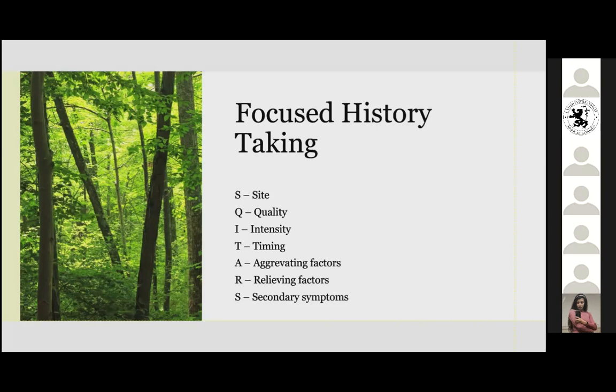Need to ask about intensity. We tend to ask patients to rate their pain on a 1 to 10 scale. Now, this is quite subjective, but it's useful in the sense that if you give some intervention, so if you give some analgesia, you can then ask the patient after the analgesia, how is your pain now? So even though it's a subjective scale, there hopefully will be some improvement in how they rate their pain after you've given some pain relief.